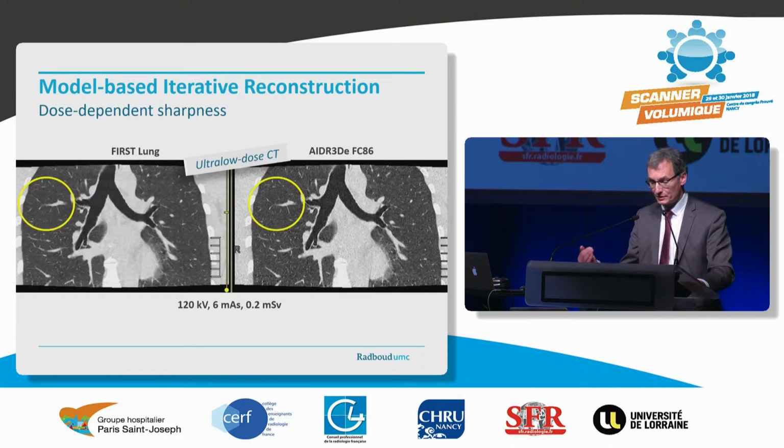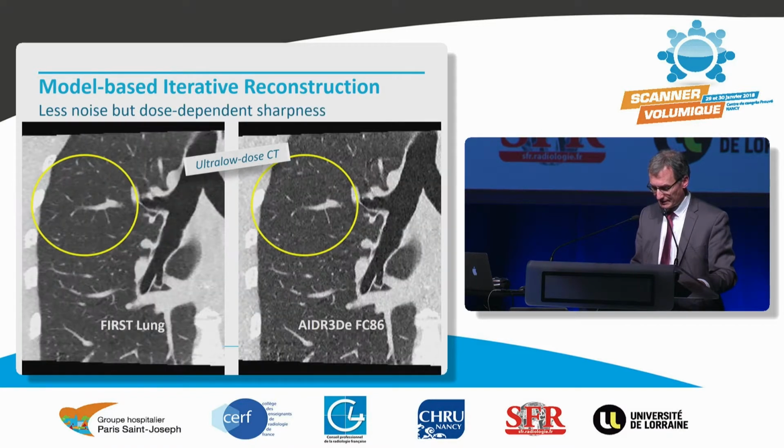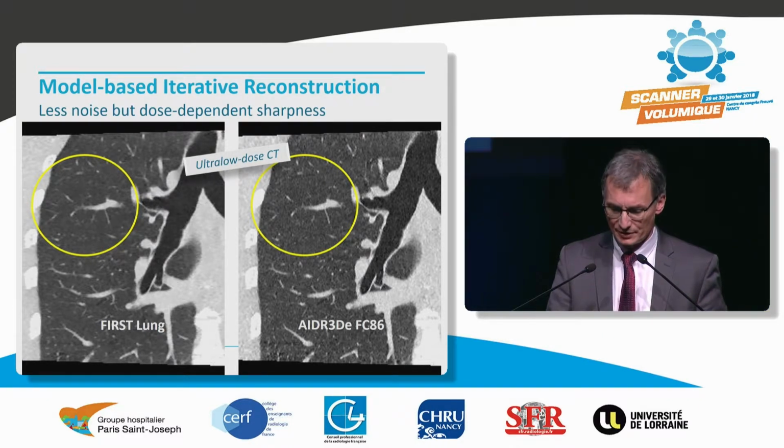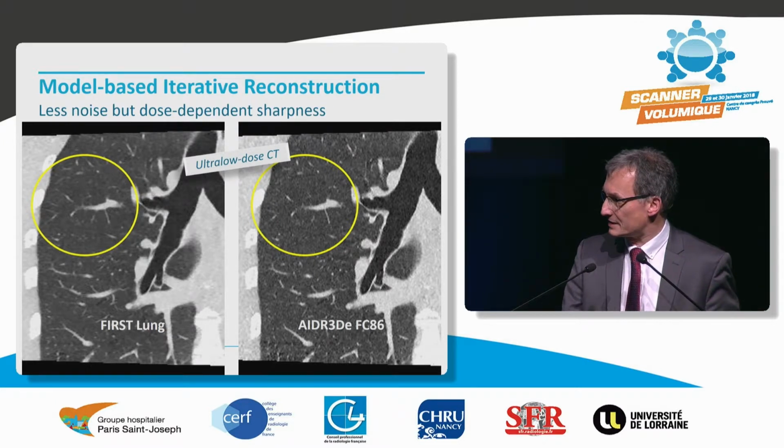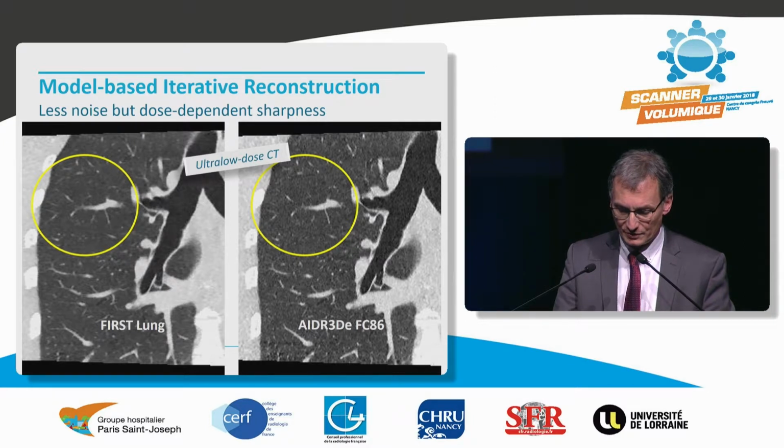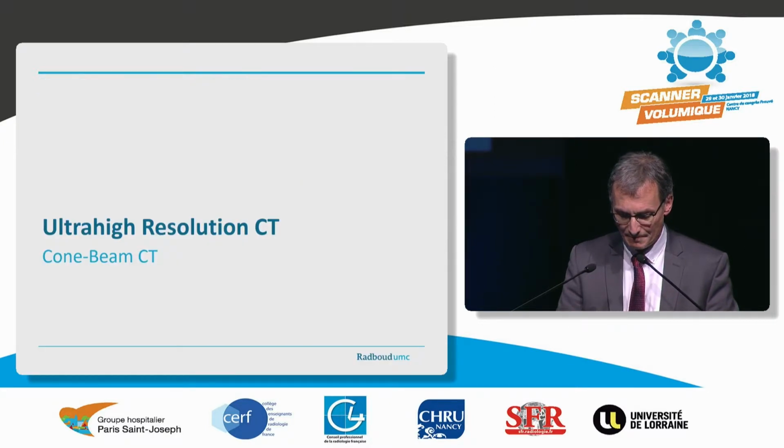However, if you reduce the dose, what you will see is that in this situation, 0.2 millisieverts, so an ultra-low dose CT, the second generation iterative reconstruction gives you a slightly sharper image than the model-based one, because the model-based one tries to really reduce the noise significantly, but it doesn't have the information to do so, so it slightly blurs the image.